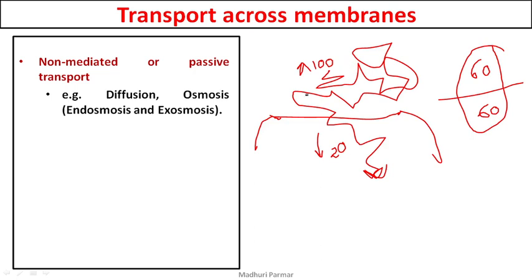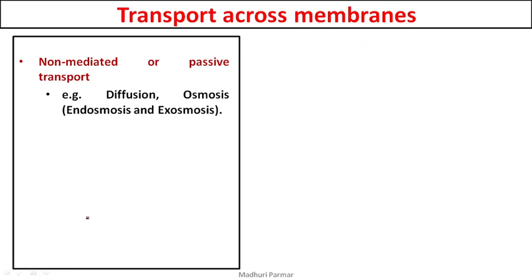They are just moving around in random motion and they are diffusing from their higher concentration, from 100 molecules to their lower concentration, 20 molecules, till on both sides, 100 plus 20 is 120, divided by 2 is 60. So on both sides there are 60 molecules of glucose. Then that exchange will stop. So this is diffusion. Fine.